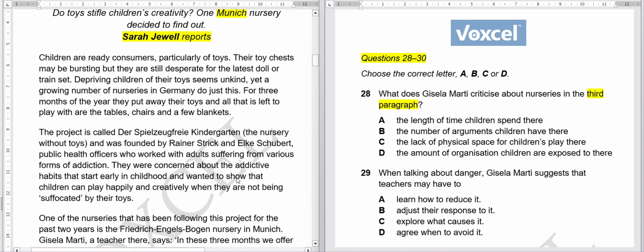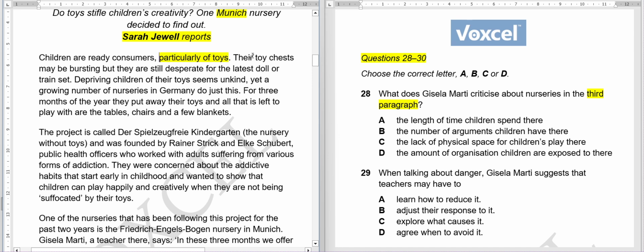Children are ready consumers, particularly of toys. Their toy chests may be bursting, but they are still desperate for the latest doll or train set. So, obviously, that's a well known fact that children will buy toys more often than not. So they are, you can say, suckers for toys.